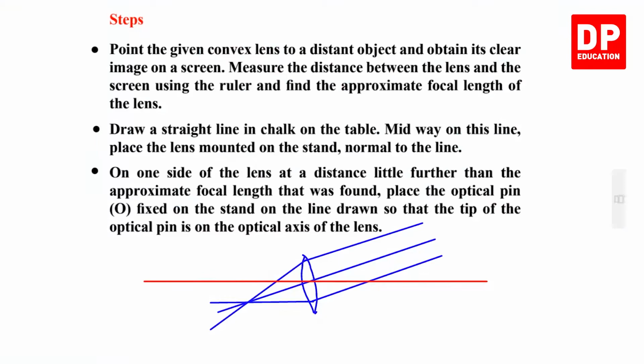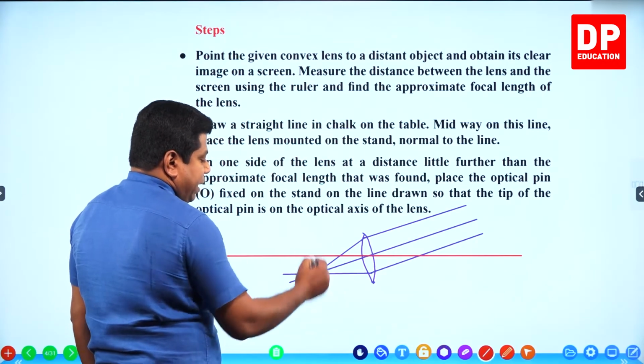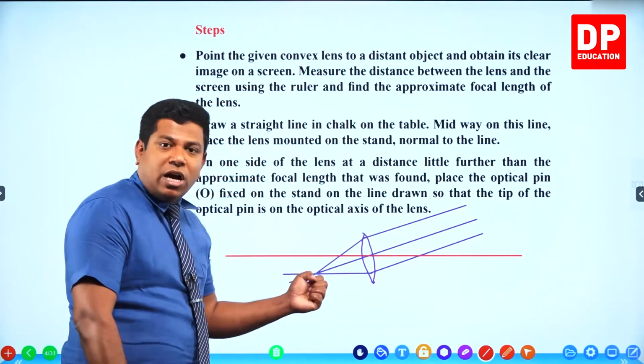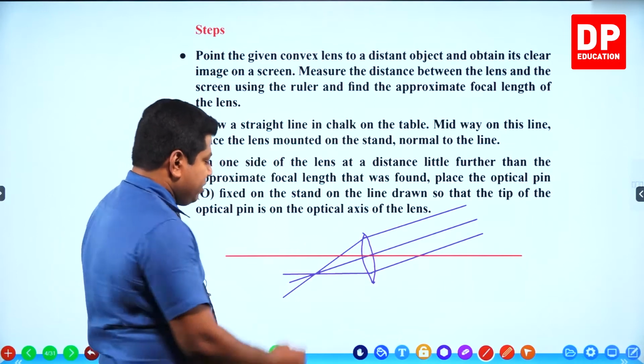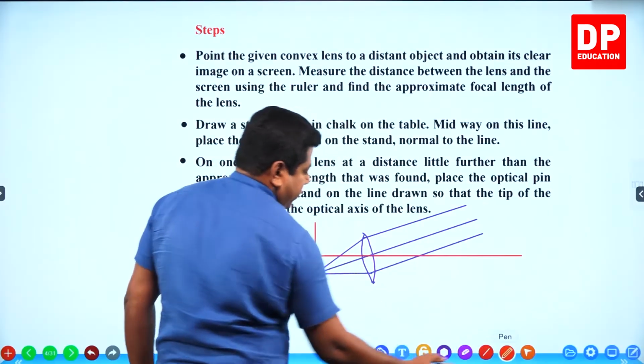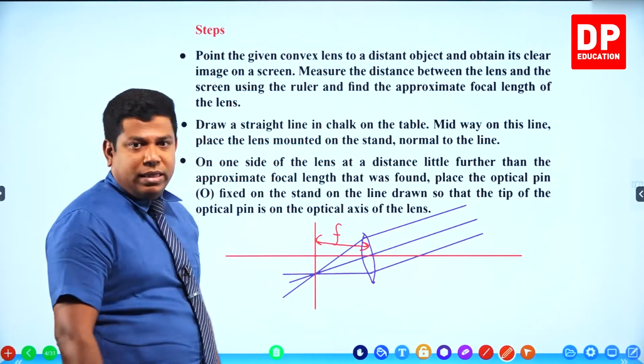If this is the primary axis, from the primary axis, if you can find the plane where these parallel rays converge after they pass the lens, if you can find this point, then this distance will give you the F. This is what we are trying to do.